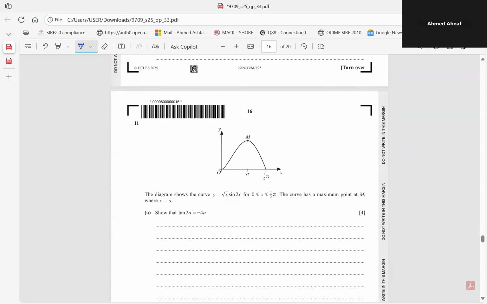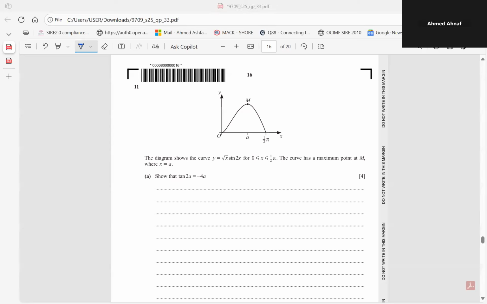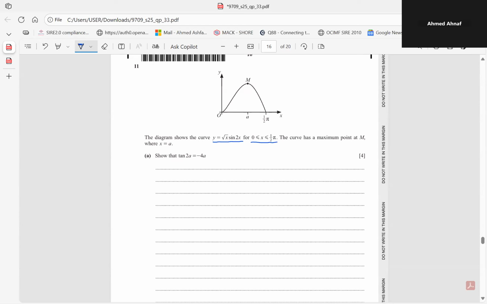Let's head on to the final question. Okay, so for this question, we're given a diagram which shows the curve y equals to square root x sine 2x for x between 0 and pi over 2. And we're also told that the curve has a maximum point at m, where x equals to a. So first we have to show that tangent 2a is equals to minus 4a.